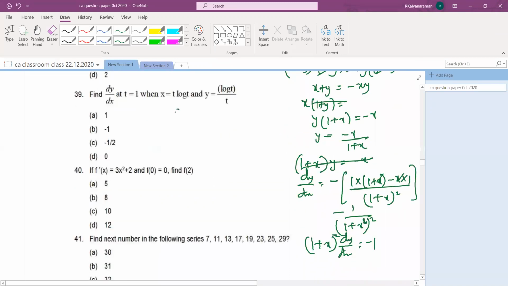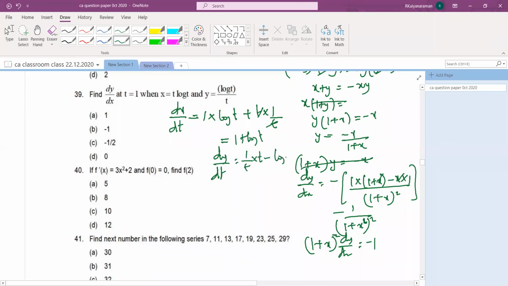Okay, here you first do dx by dt. It is 1 into log t plus t into 1 by t. So you get 1 plus log t as the answer. dy by dt will be u dash v, so 1 by t into t minus log t into 1 by t square. So this is 1 minus log t by t square. So if I do dy by dx, this is equal to dy by dt divided by dx by dt. So it is 1 minus log t by t square.